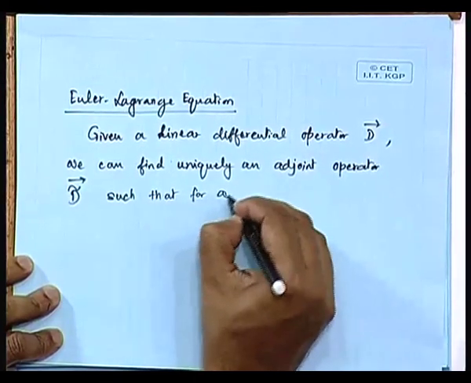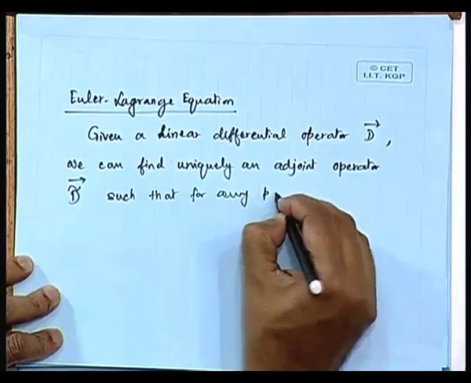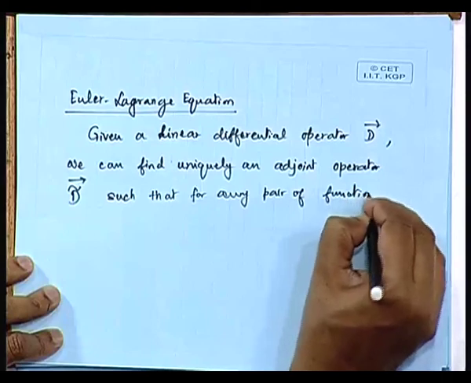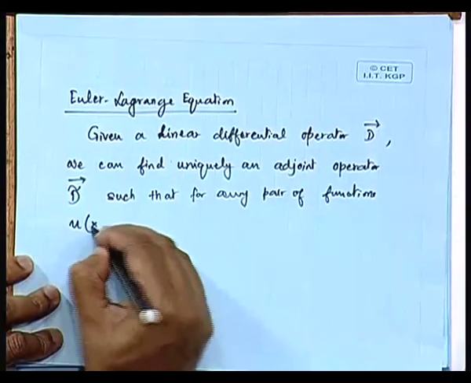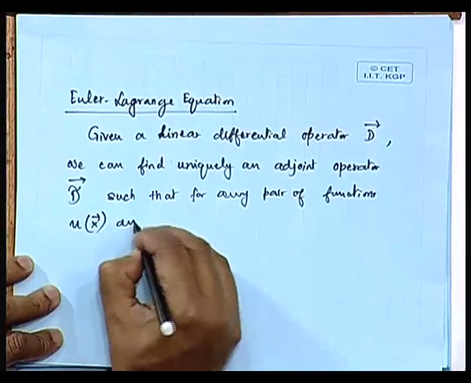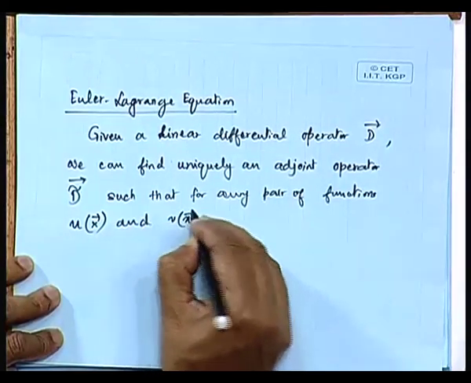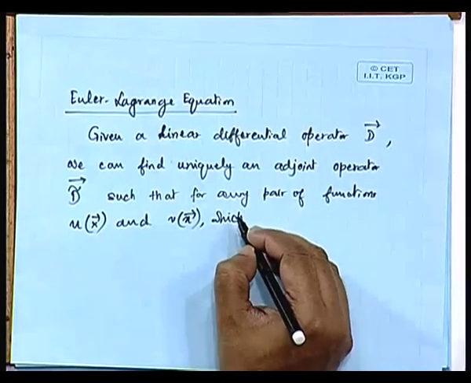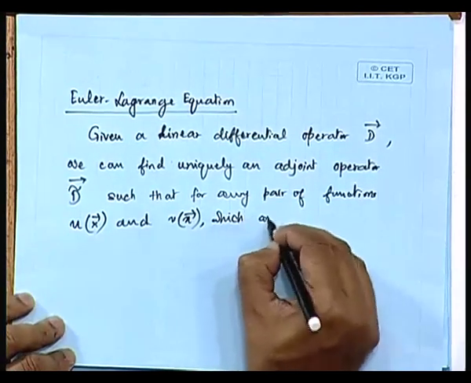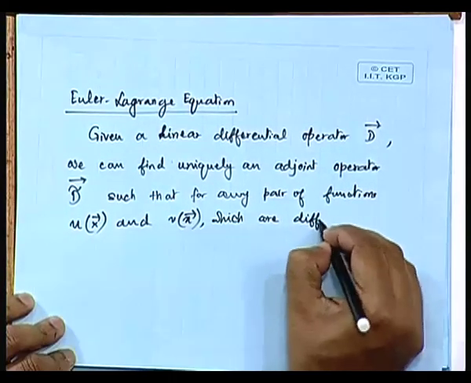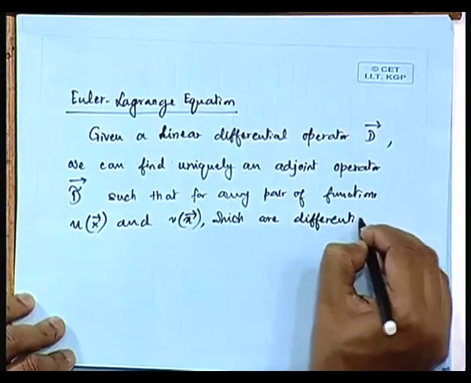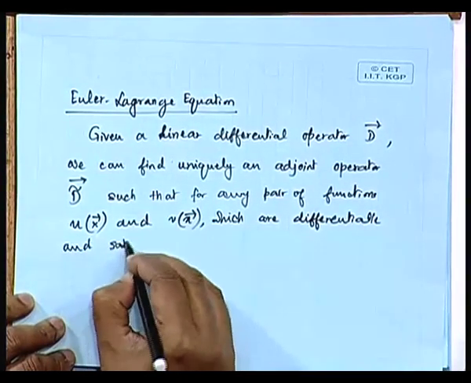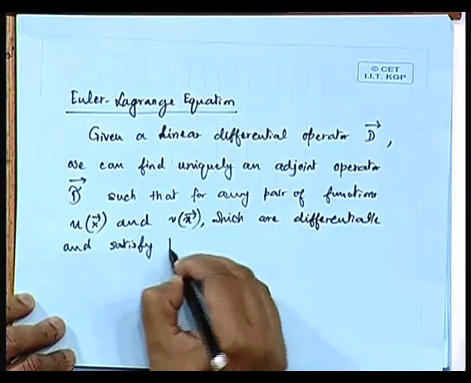for any pair of functions, let us say the functions that we take are u(x) vector and v(x) vector, which are differentiable and satisfy proper boundary conditions.